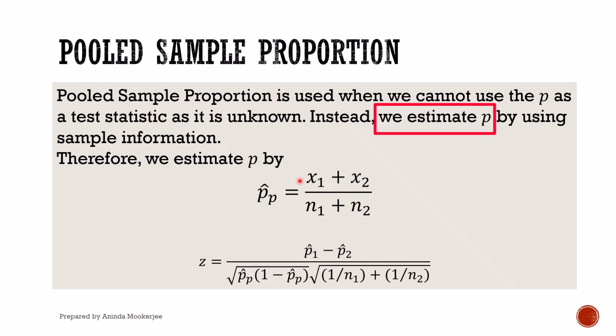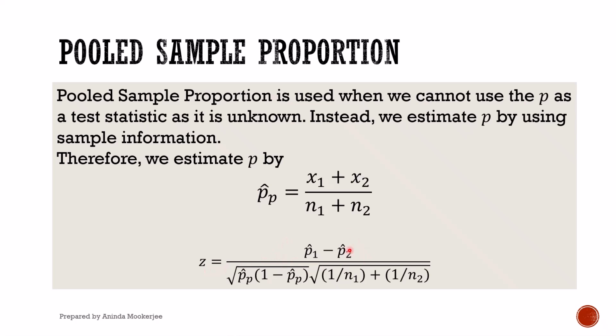And what we do is we estimate the population proportion by pooling the sample proportions. So we combine the sample proportions from population 1 and population 2 using this formula: x sub 1 plus x sub 2 divided by n sub 1 plus n sub 2. Whatever this proportion comes to, and that's indicated by the subscript of p, which indicates the pooled sample proportion, we then use that value in the formula for the standard deviation in the denominator of the Z calculation.